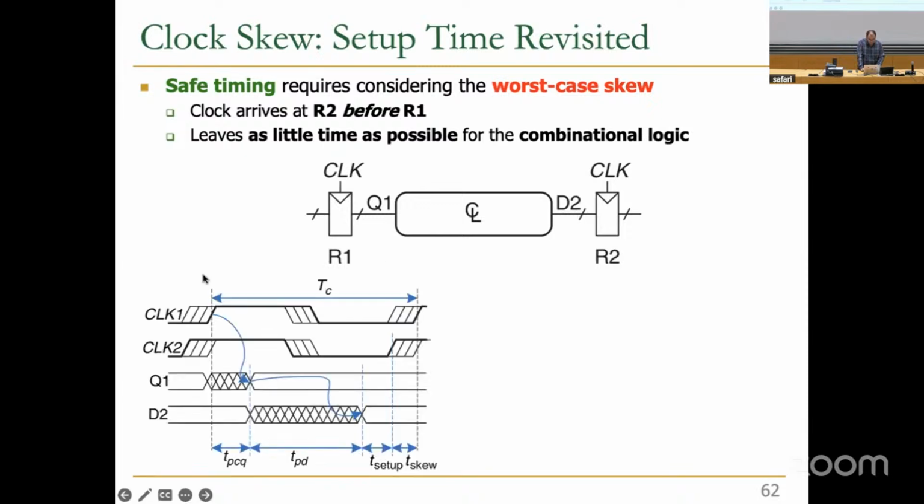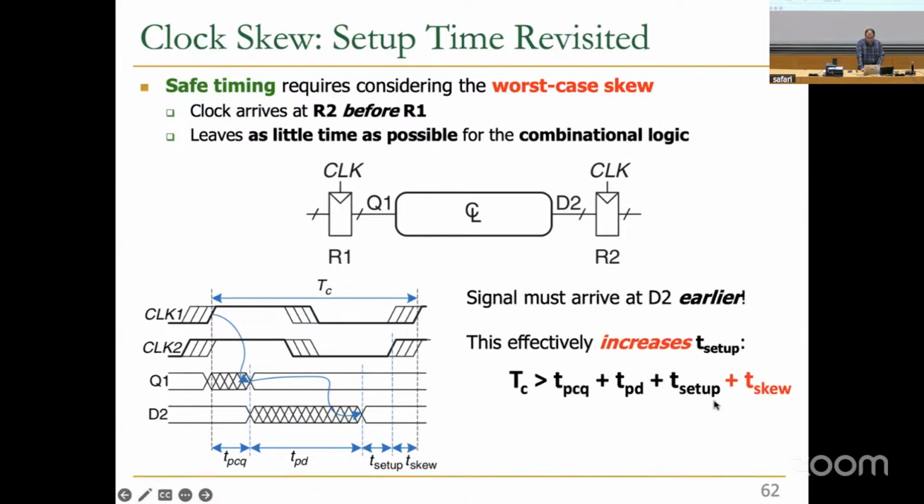So I'll show you with this example. This is your clock 2, and it comes earlier, and this is clock 1. You can see that Q1 starts to change a bit late, because clock 1 actually comes late. And D2 also gets delayed because clock 1 comes late. As a result, if you don't consider the fact that clock 2 is earlier than clock 1, then you may violate setup time. So in order to fix this issue, we need to potentially increase our setup time.